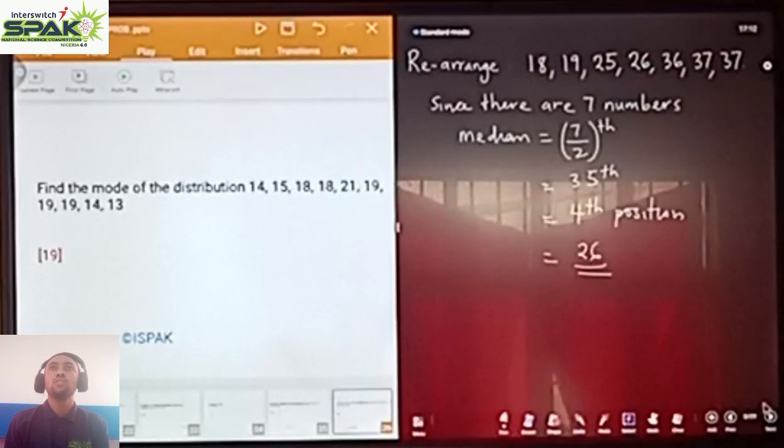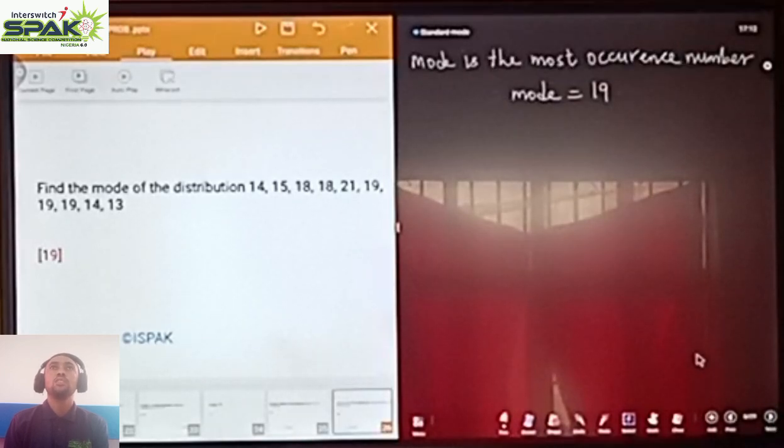Then we have to find the mode here. Mode is the most occurring number. If you check the numbers, you don't need to rearrange for the mode. Just check which number occurs most. You see it is 19. So 19 has the most occurrence. That is the mode.